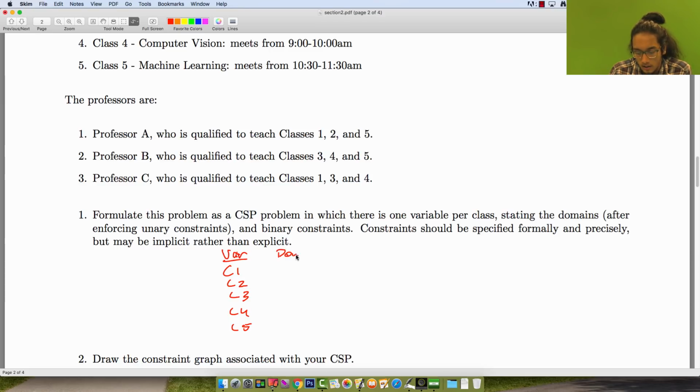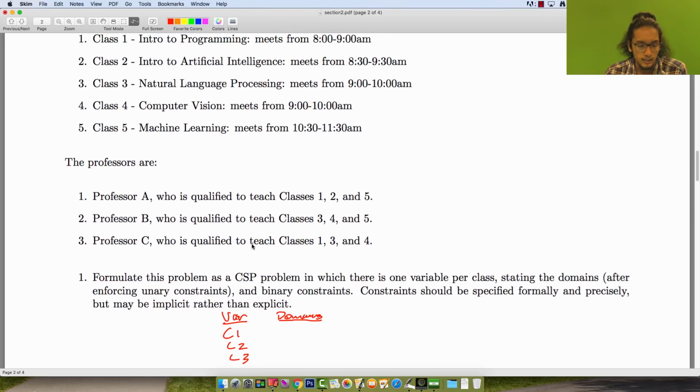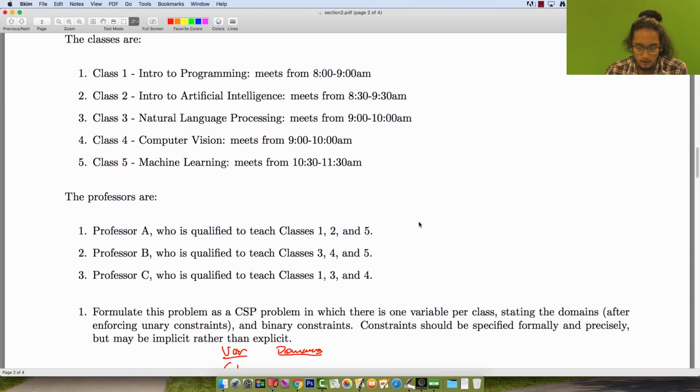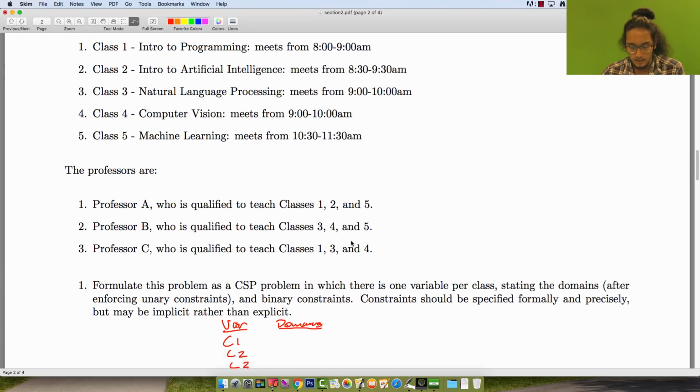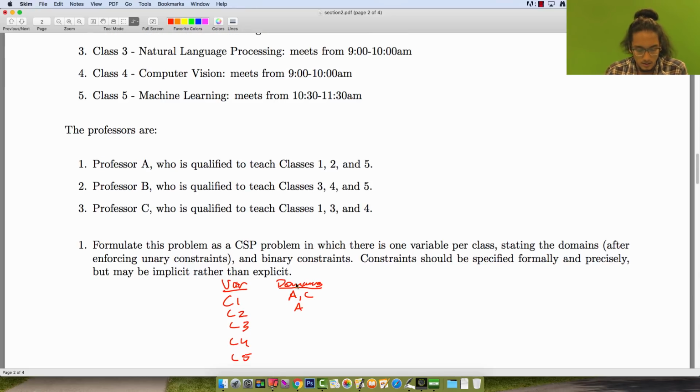Let's write the domains of each of these variables. So what's it going to be for C1? What is the set of professors who can teach the first class? Well, the first class appears here as well as here, which means Professor A and C can both teach the class. So the domain of this is going to be A and C. Similarly, C2, who's qualified to teach class 2? Well, it only appears here, which means that only Professor A is qualified to teach this. And similarly, we can fill out the rest of this.